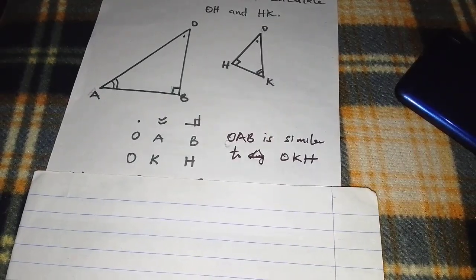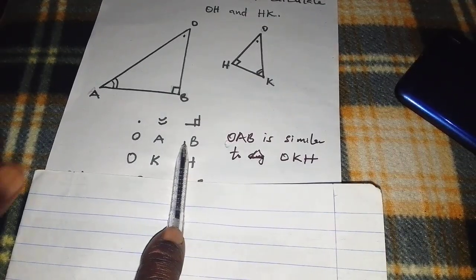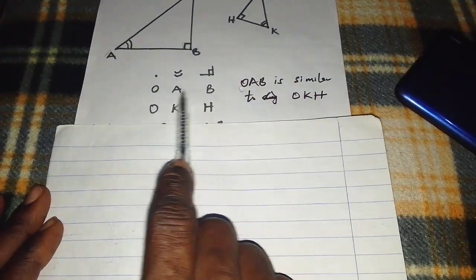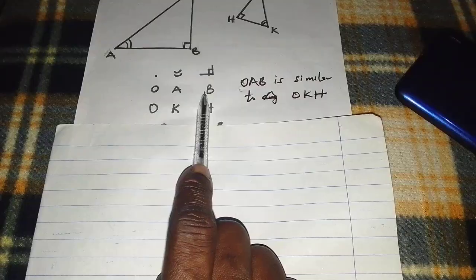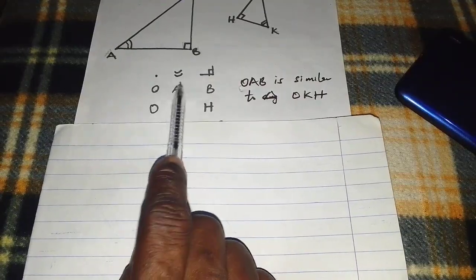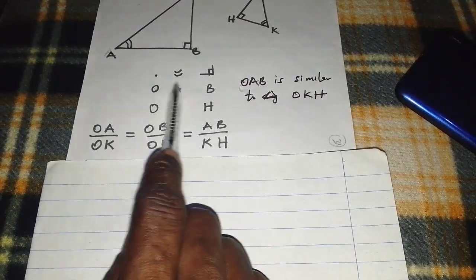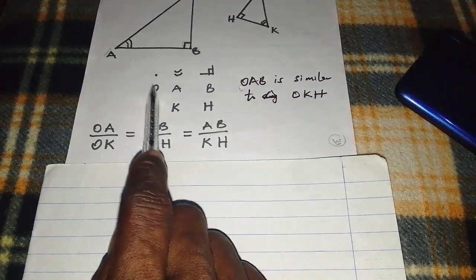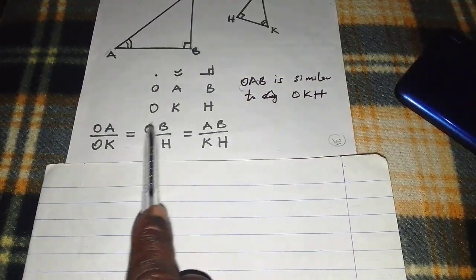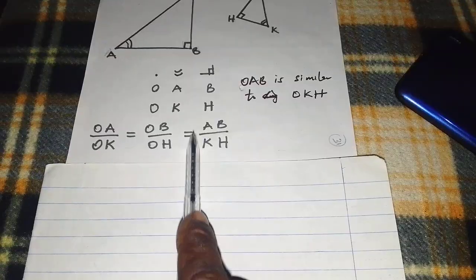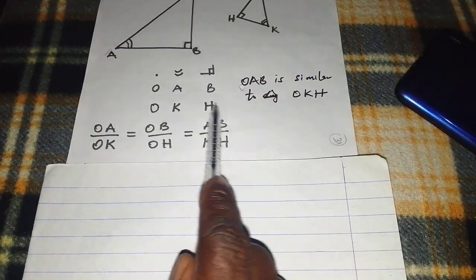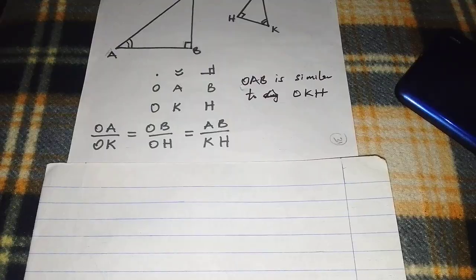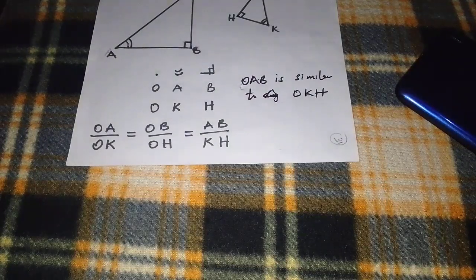OKH. Then from here we can get the ratio of their sides. So side OA over OK should be equal to side OB over OH, which should be equal to side AB over KH. So from here, I'm going to substitute the values.